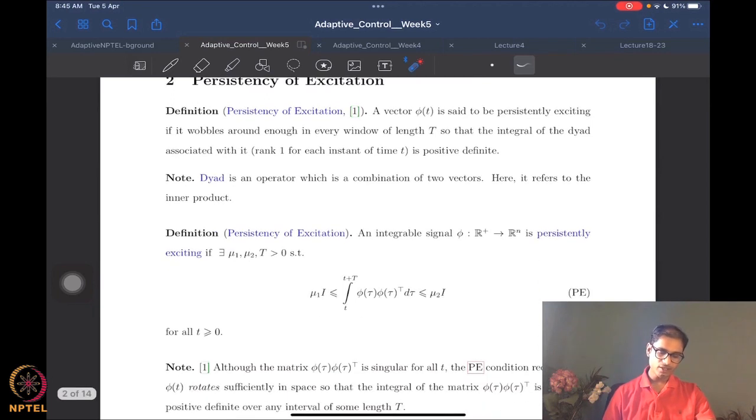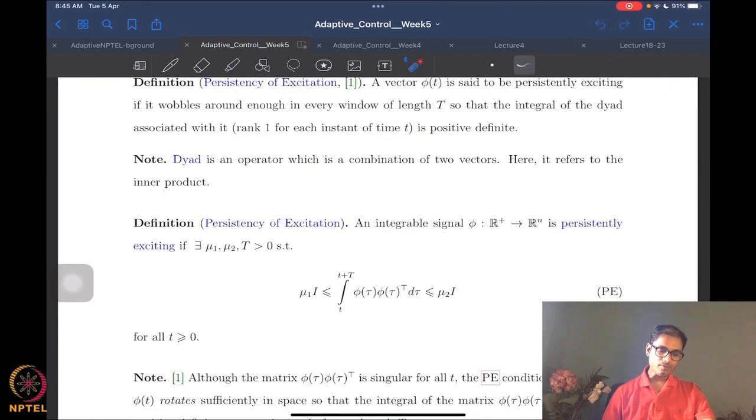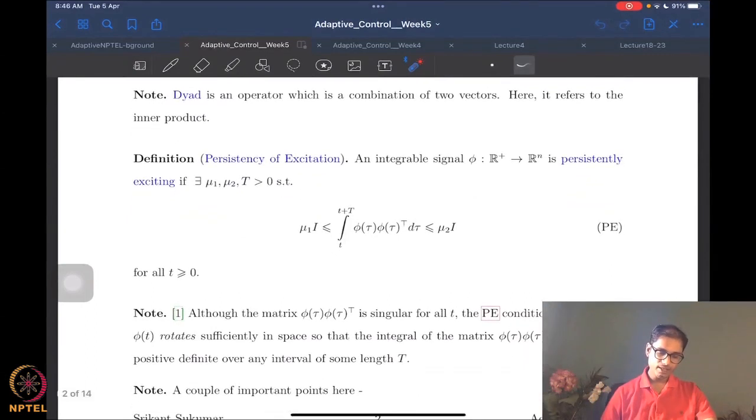So we actually look at the more formal mathematical definition for our purposes. That is, when we're looking at vector signals in R^n, right? If there's an integrable signal phi from R plus to R^n, then it is called persistently exciting if there exist three constants, mu1, mu2 and capital T, all of them positive, such that this kind of integral inequality holds. What is this integral inequality? And this has to hold for all time small t.